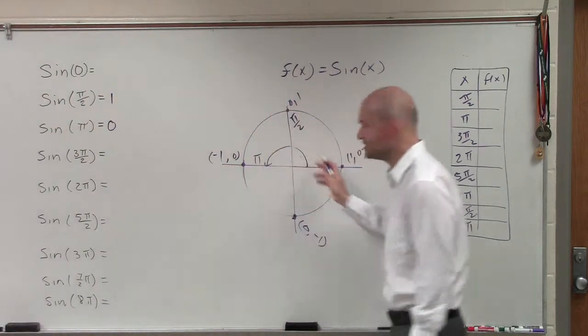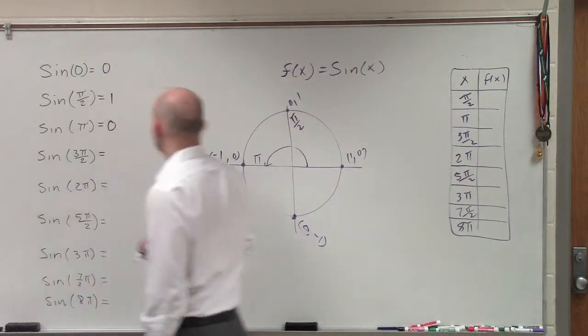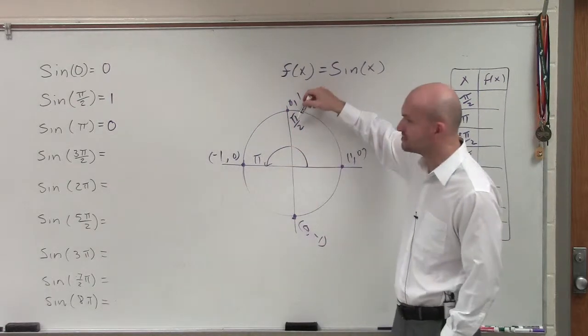And then let's just start at 0. Let's pretend we didn't move anywhere. Sine of 0 is 0. All right? Now, what I'm going to do is count in terms of pi halves.